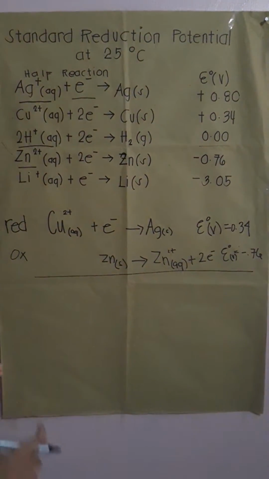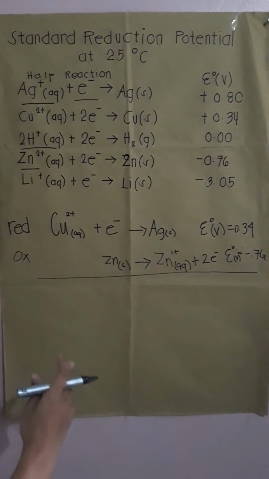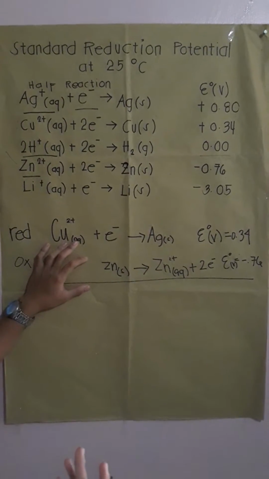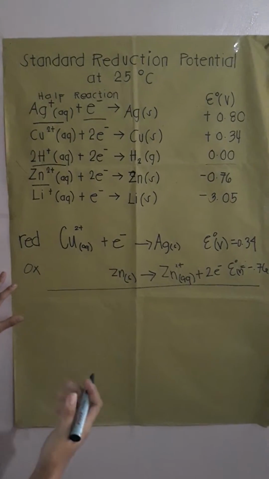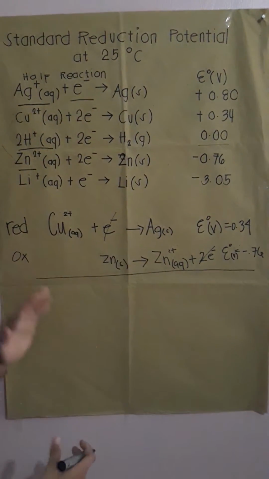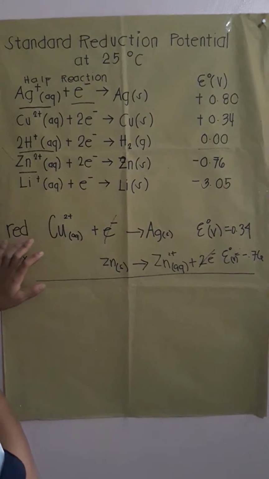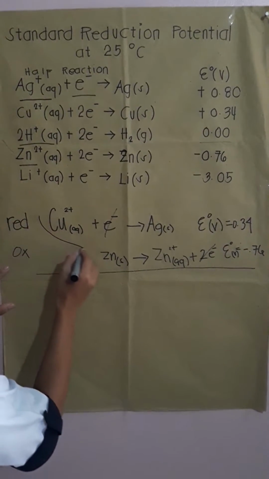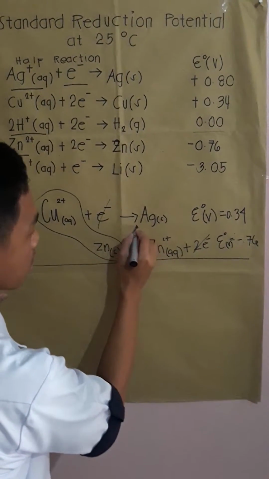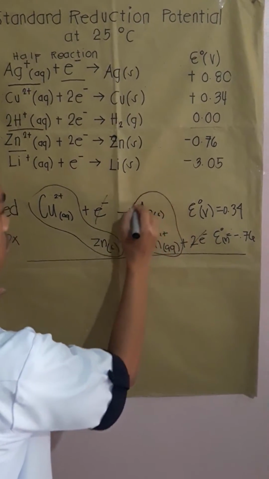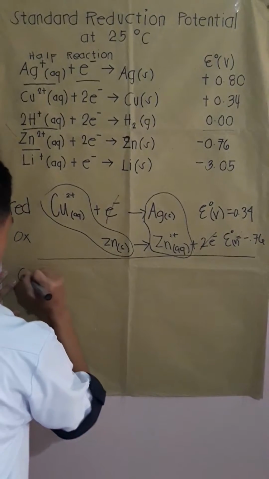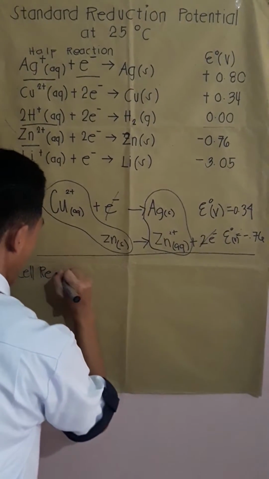Oxidation. So the copper here is gaining electrons while the zinc is losing the electrons. So to get the cell reaction, you need to cancel out the electrons, and then you need to put this, and then the other side, which is the solid copper and the zinc ion. Cell reaction.